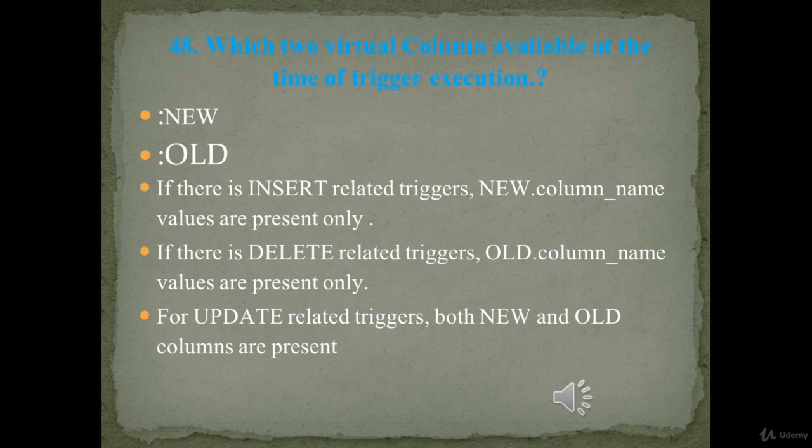So can we repeat? Which two virtual columns are available at the time of a trigger? First one new, second one old. So if there is an insert related trigger, then new dot column values are present only, and if there is a delete related trigger, then old column name values are present only. For an update related trigger, both new and old columns are present. Read this carefully. This is very, very important. If the interviewer asks you directly, what is a virtual column? You have to just explain two virtual columns, new and old.